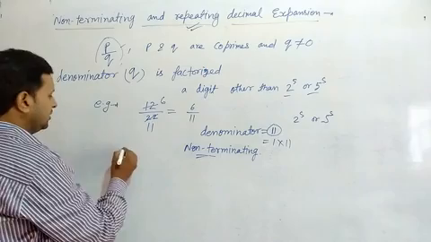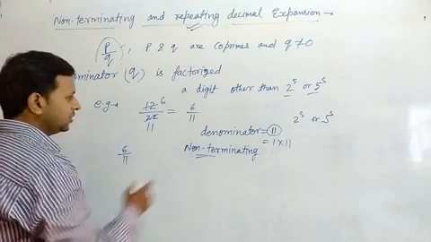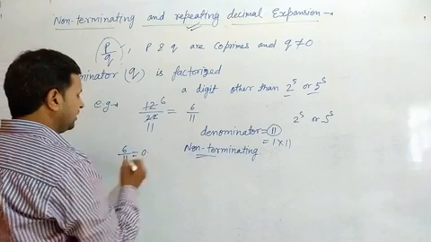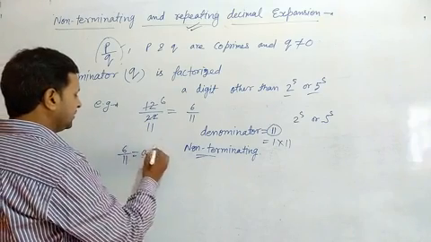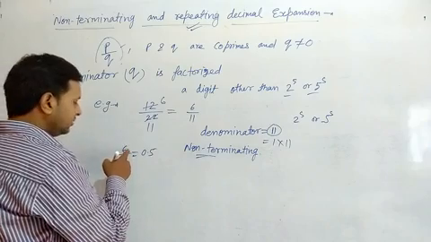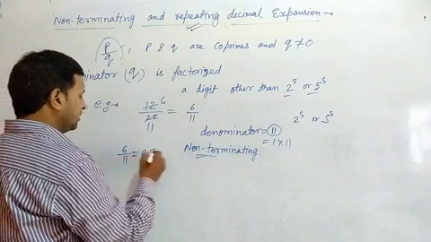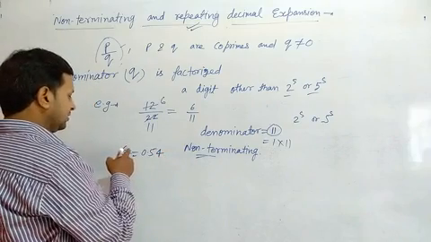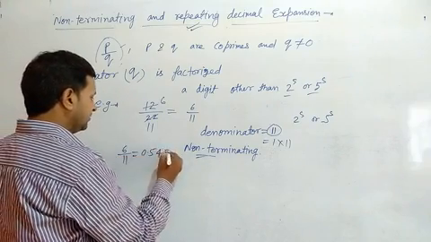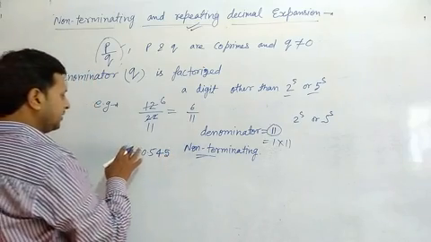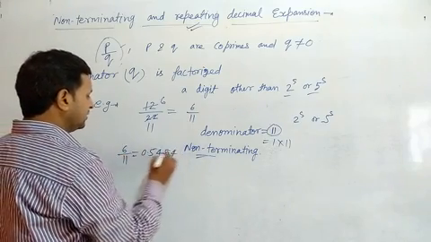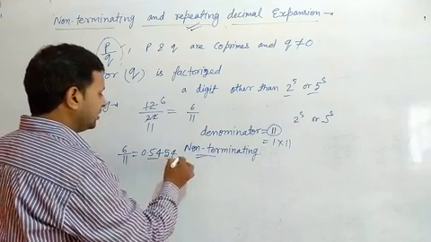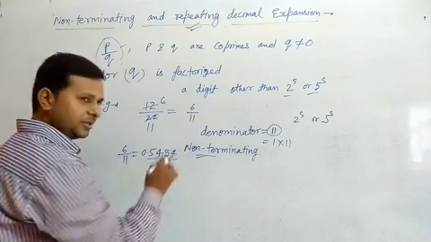See here, it is 6 upon 11. We divide it, take a point, 60: 11 fives are 55, carry 5, again 50, 11 fours are 44, carry 6, 60, 11 fives are 55, again 5, 11 fours are 44, means 5 4 and 5 4, again 5 4, it will repeat.